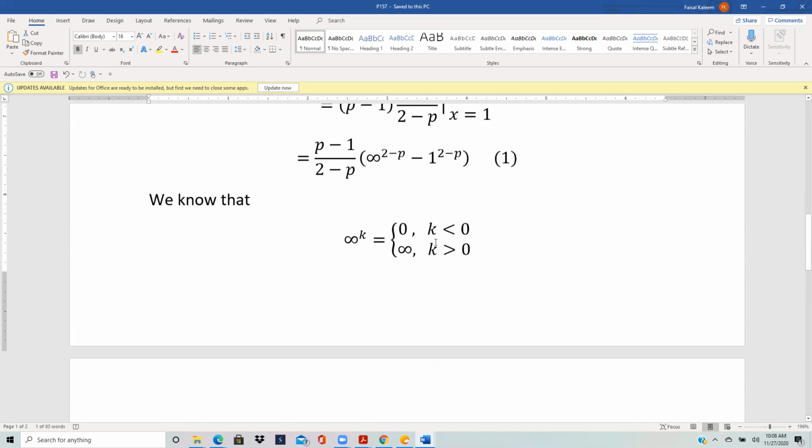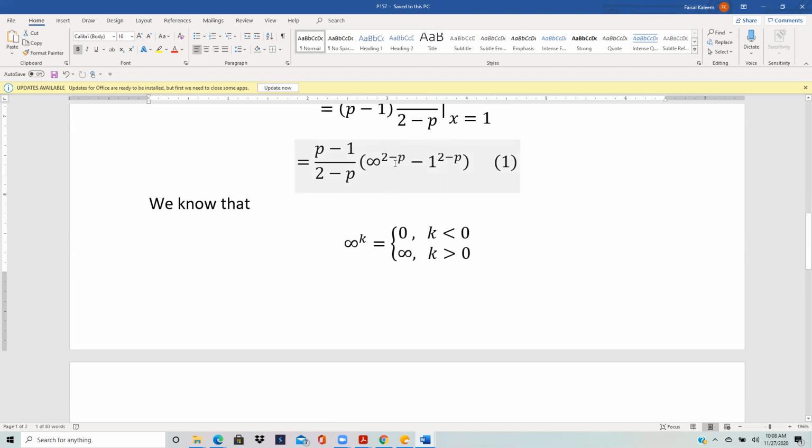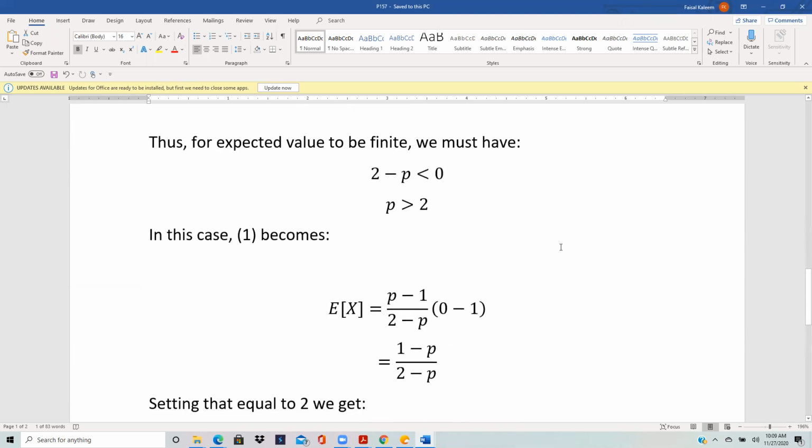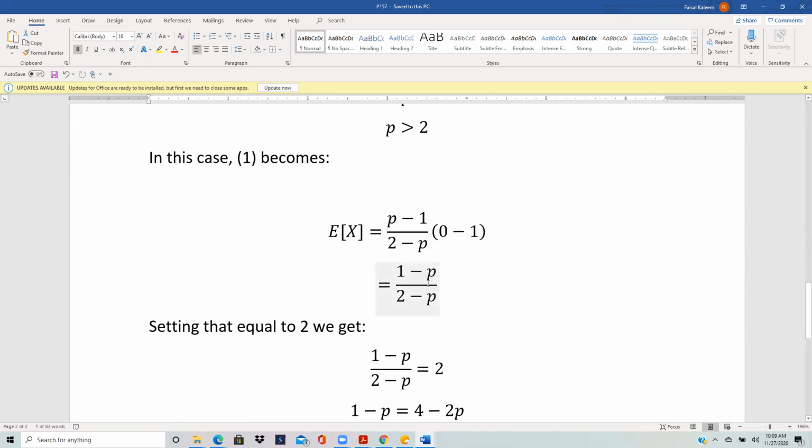So then this becomes 0. And 1 power anything is 1. So 0 minus 1 here. So 0 minus 1 is negative 1. So multiplying this with negative 1 means that this order can be reversed. So that becomes 1 minus p over 2 minus p. So that's the expected value.